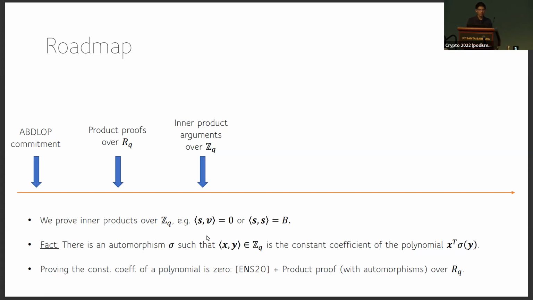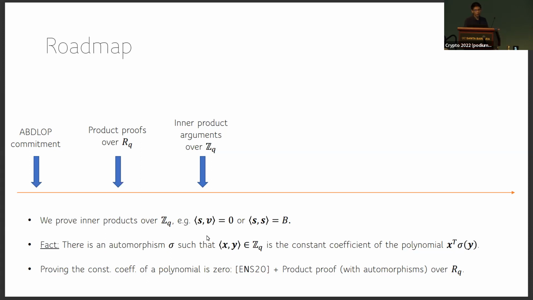To do this, we use a pretty nice fact, which has a very simple proof, that there is a nice automorphism sigma such that for any X and Y, the inner product of X and Y is the constant coefficient of the polynomial X transpose sigma of Y. So we shifted the problem of proving things over ZQ to proving things over RQ. For example, if I want to prove that the inner product of X and Y is equal to 0, I just prove that the constant coefficient of X transpose sigma of Y is equal to 0.